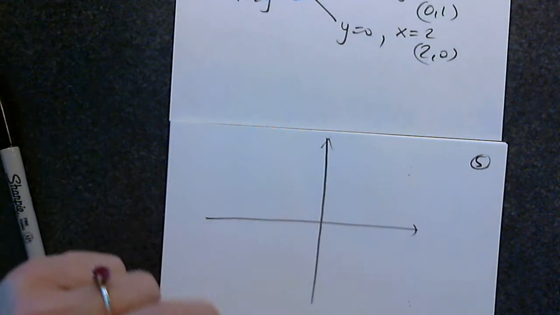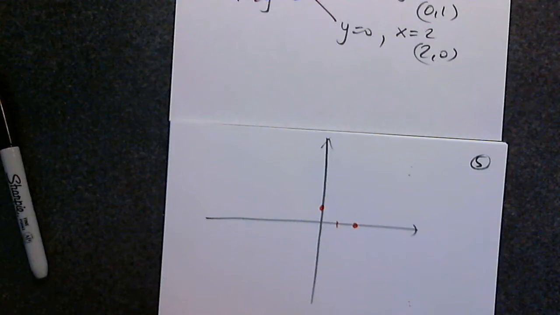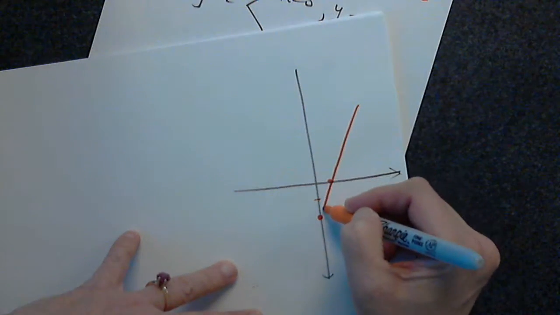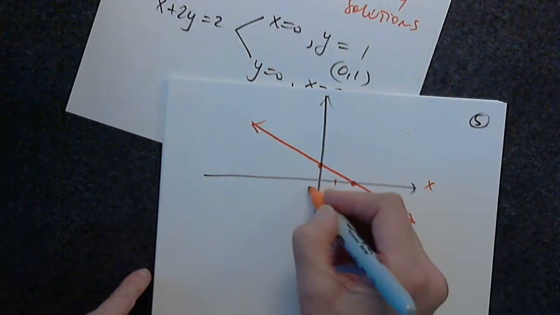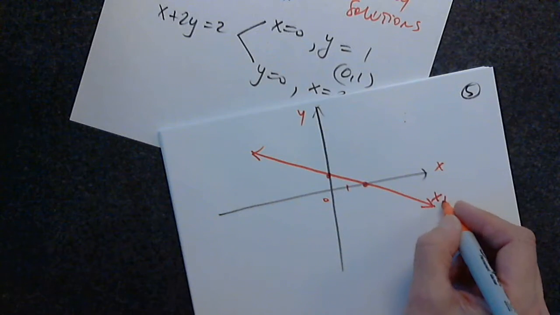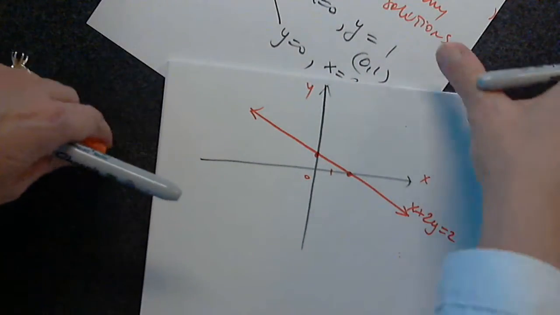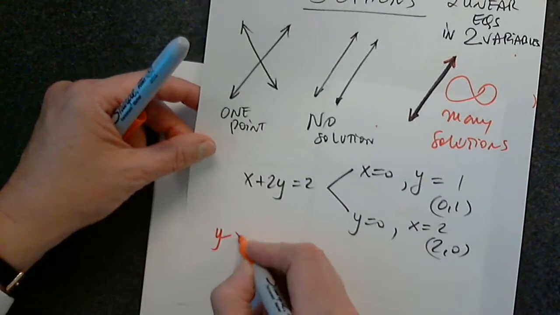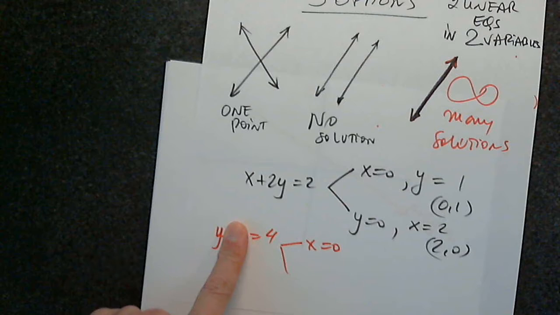So 0, 1 and 2, 0. I connect and extend the line. Please write the name of the line, the equation, in other words, so we know which one is this. Then we go back and we proceed accordingly, same thing, same steps, with y minus x equals 4. When x is 0, how much is y?